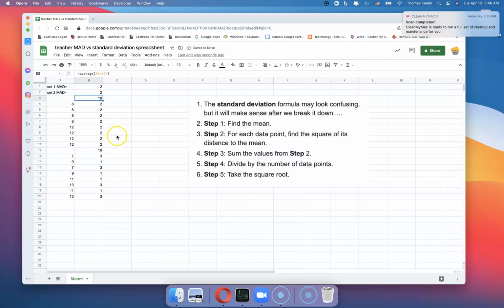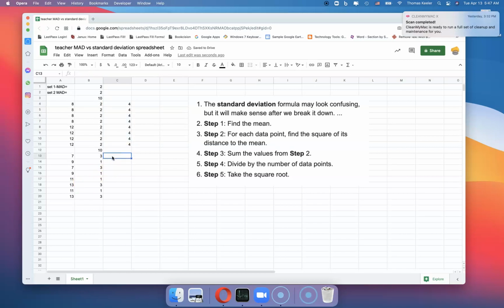Now, here comes the difference. If we look at the formula, we found the mean. Now we're going to find the square of its distance to the mean. So we do the first step that we did for mean absolute deviation, but now we're going to square it. A lazy person's way to square it is just to say, for example, equals B4 times B4. I'm just going to do this number twice. So we get 4. Let's pull that one down.